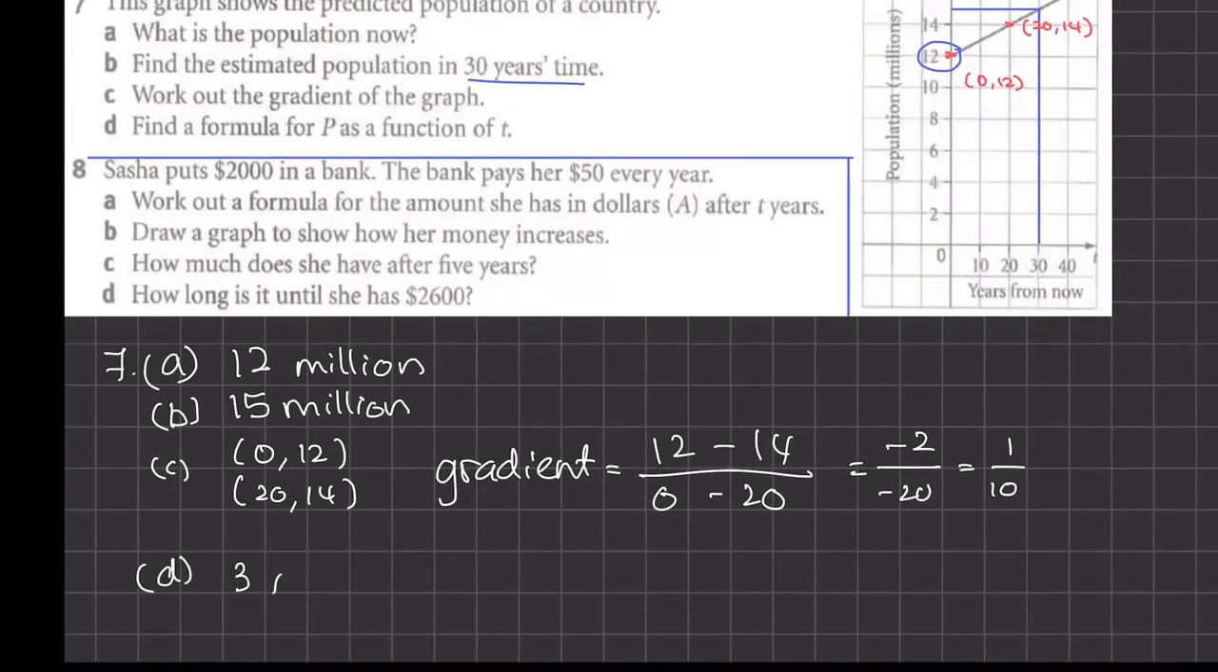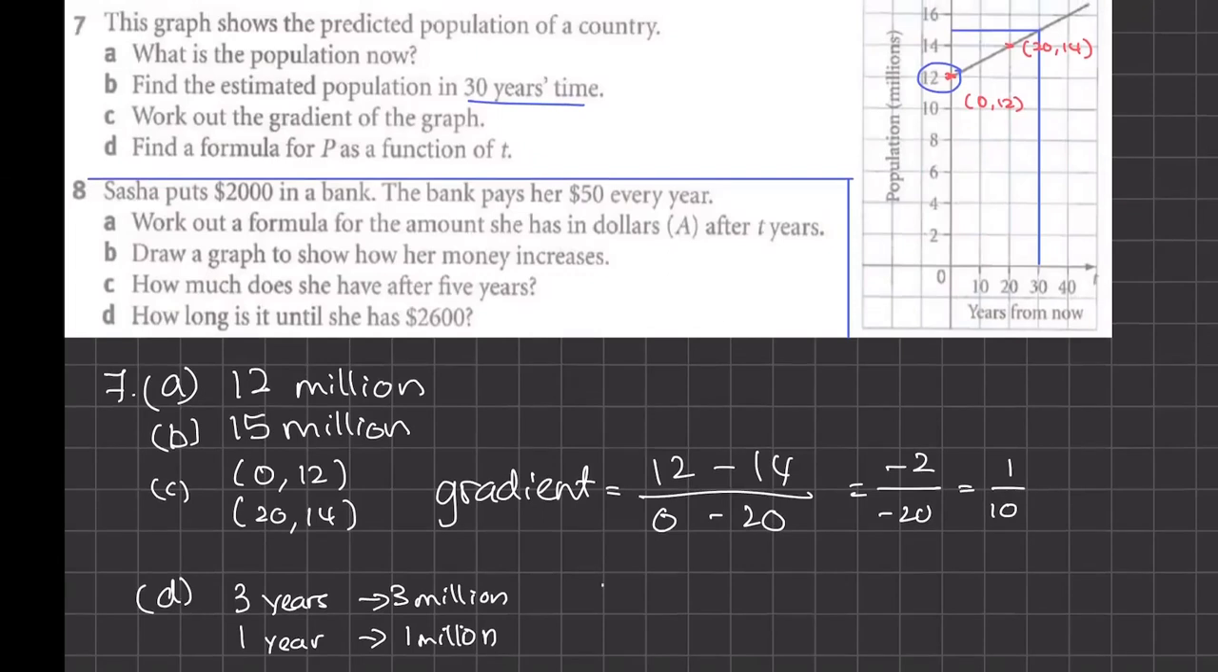So 3 years, 3 million. 1 year, 1 million, on estimate. So I can just say that the formula of population is equal to 12 million plus 1 million every year. So I just write 1 million per year, like that. This is your formula. P is a function of T, so not year. T is a year.